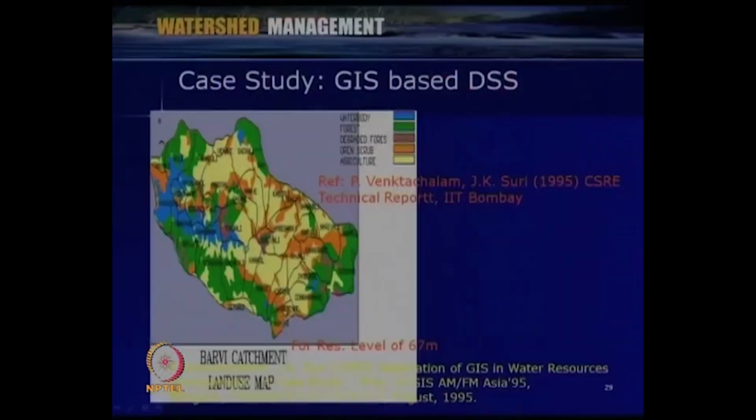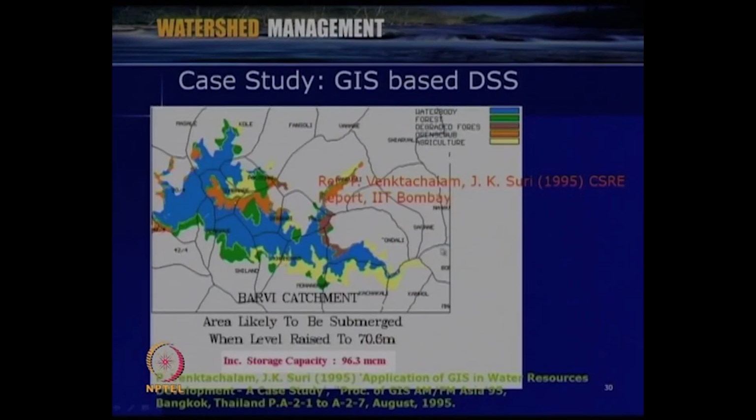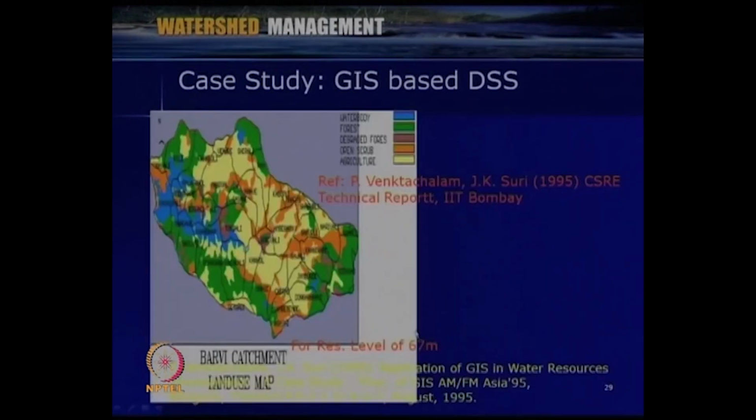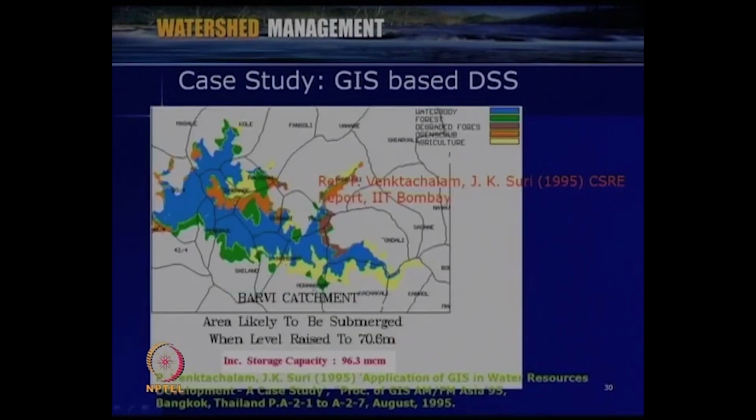This is the Barvi catchment land use map. Here this shows the water body, green shows the forest, this color shows degraded forest, and open scrub agricultural land is the yellow. Based upon the available data, Professor Venkatachalam and her team studied in detail the decision support system in a GIS environment. This shows that if the level of the dam is raised to 70.6 meters from the previous 67 meters, how much area will be flooded.